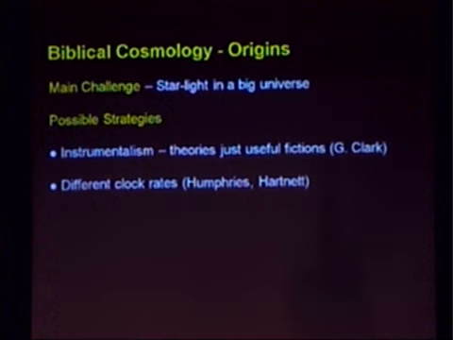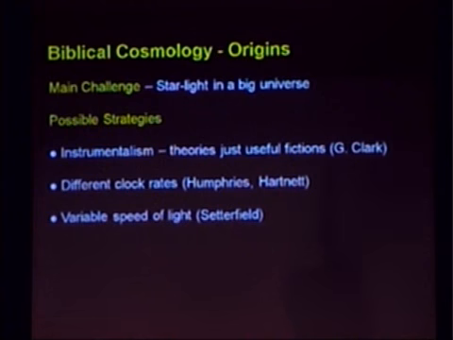A second approach would be to argue that we've got different clock rates. So this is the position of Russell Humphreys, John Hartnett. They would argue that there's different clock rates on the Earth than far away, so that the universe far away might be billions of years old. It's just that the clock on the Earth went a bit slower. Or if you like, the clock out there went faster, so that while you have 6 days here on Earth, billions of years have gone far away.